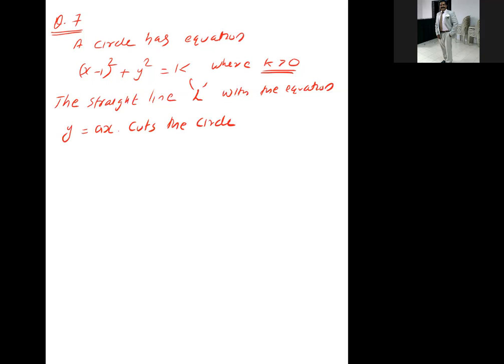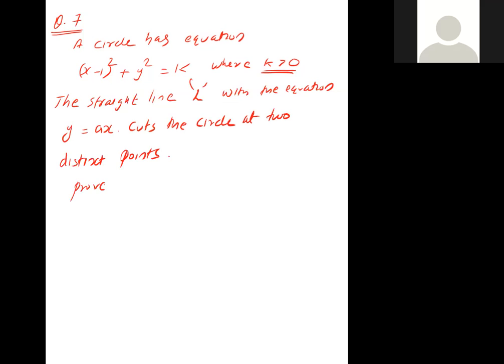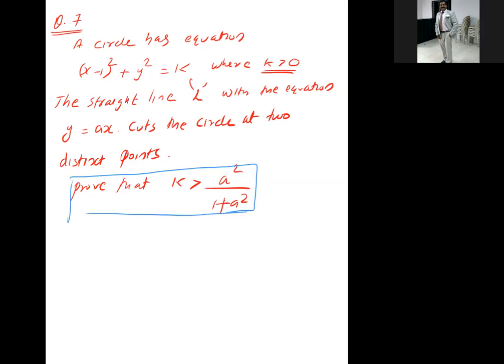cuts the circle at two distinct points. Prove that k is greater than a square by 1 plus a square. So we need to prove this statement. This is a mathematical statement. So prove that k is greater than a square divided by 1 plus a square. So that is our question.